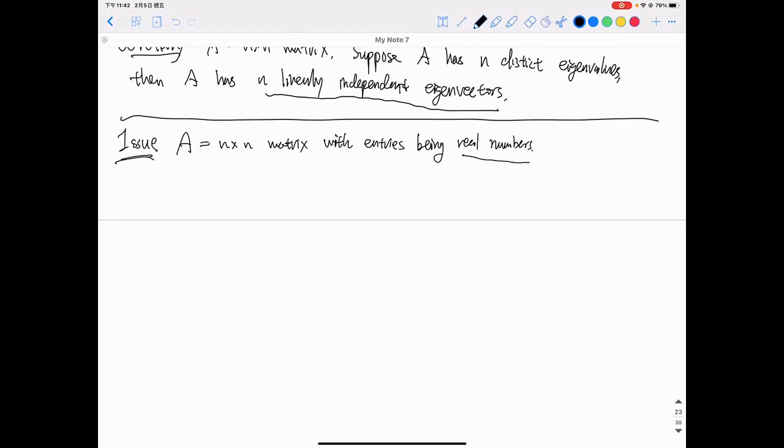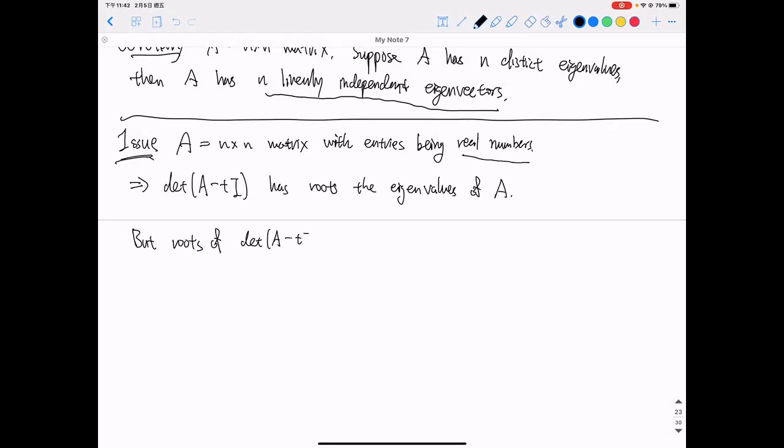Now, from here, we get the characteristic polynomial whose roots are the eigenvalues of A. And now the problem is, or not really necessarily a problem, but the point to notice, is that roots of the determinant of A minus tI are in general complex numbers.